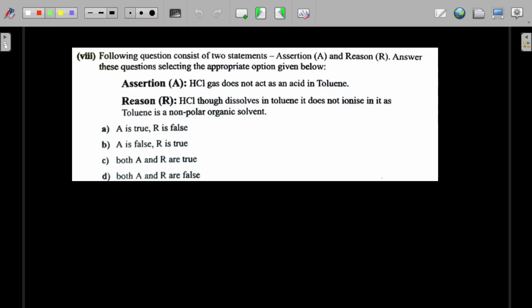This question. So, Dhanish, can you tell the answer?